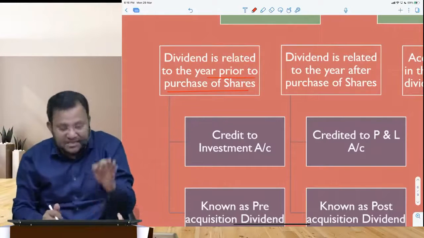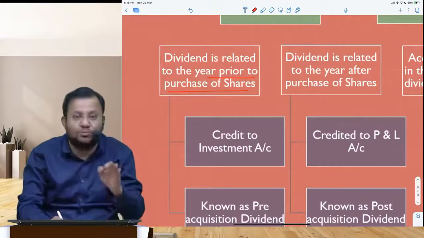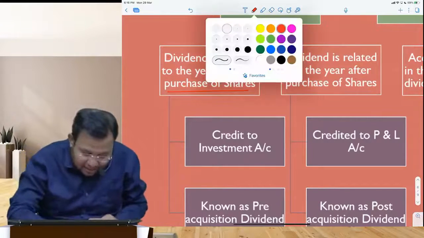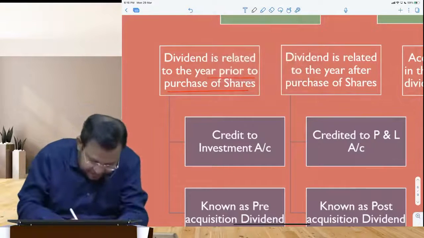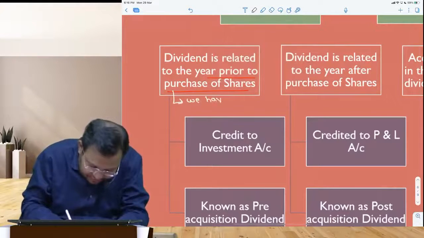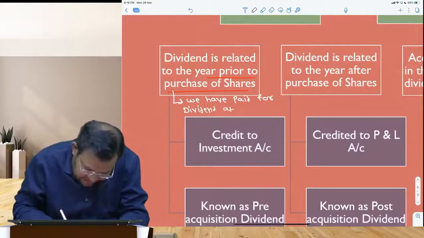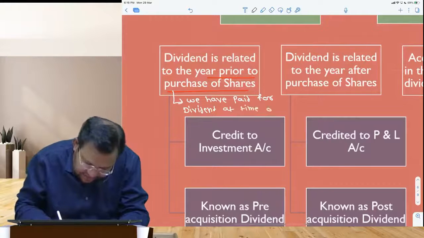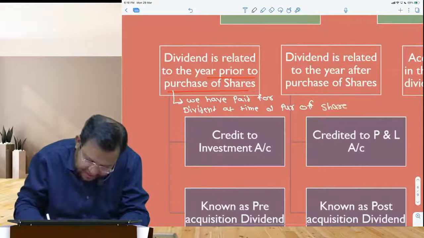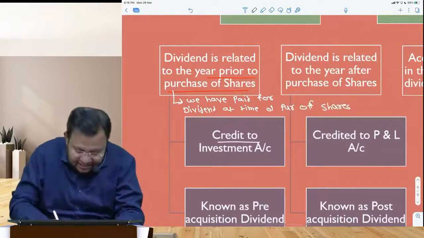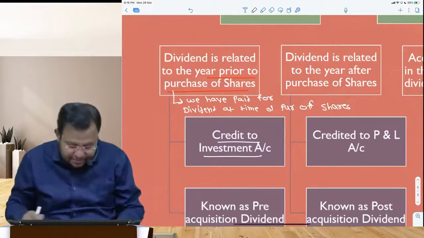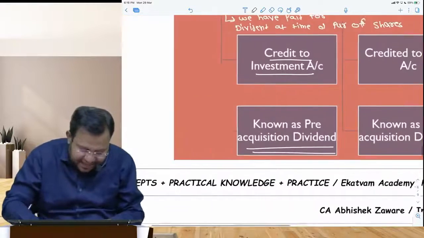So if the dividend is for the year prior to the purchase of shares, we assume that while purchasing shares, we have paid for the dividend. So we have paid for dividend at the time of purchase of shares, hence we credit the dividend to the investment account. It is called a pre-acquisition dividend.